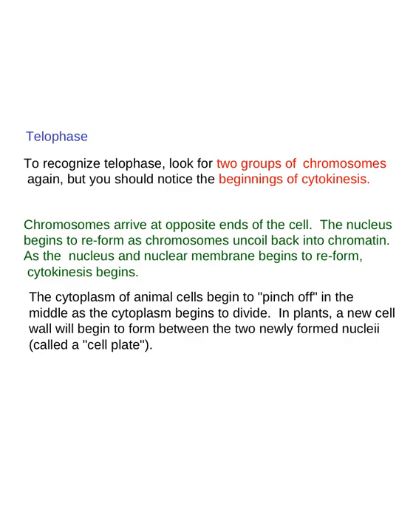Now the chromosomes are arriving at opposite ends of the cell. When they do that, the nuclear membrane is going to reform, and the chromosomes are going to stretch out, turn back into chromatin, and the cell's going to get ready for another interphase.